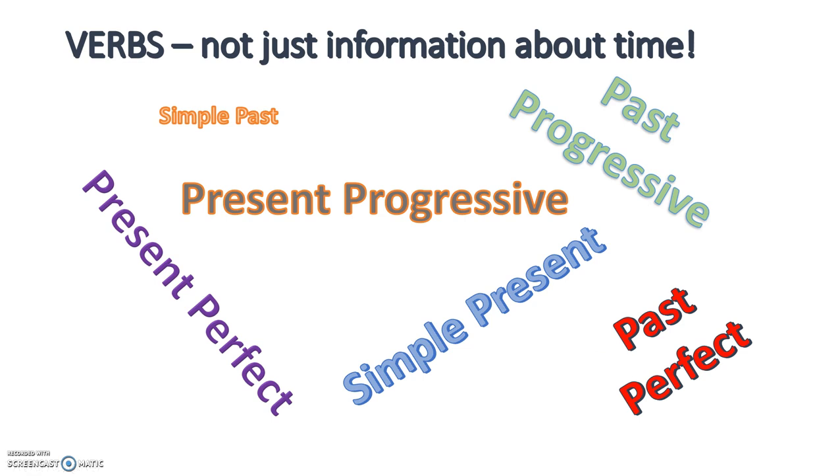First, I want you to think about this idea. We know verbs carry information about time. So here I have listed several verb tenses that you've studied. But verbs can give more information, not just about time. So you will see examples of simple past written with active voice and then passive voice, and you will see how they provide different information.